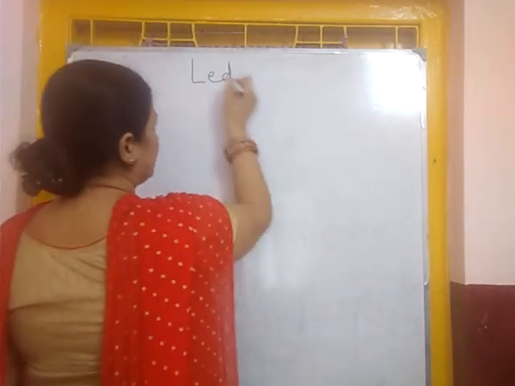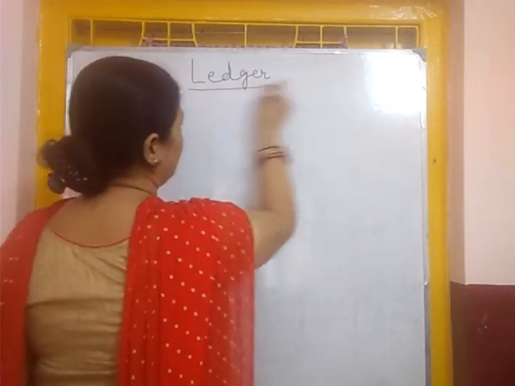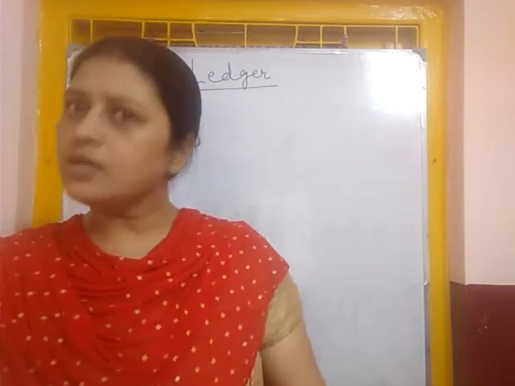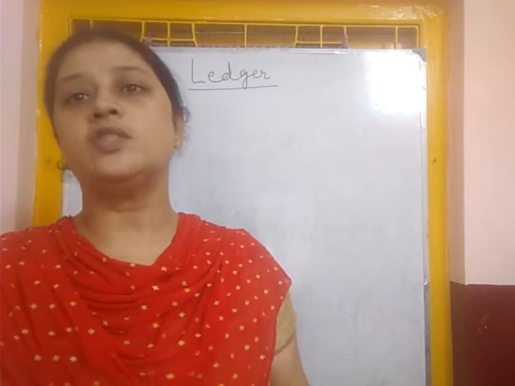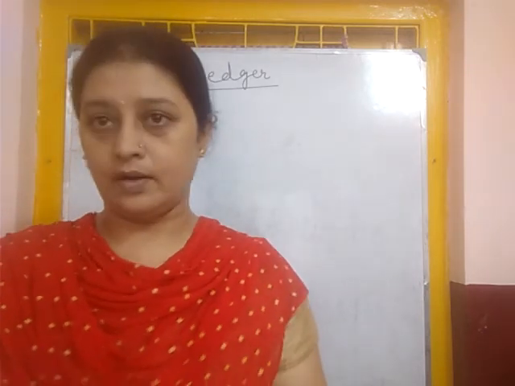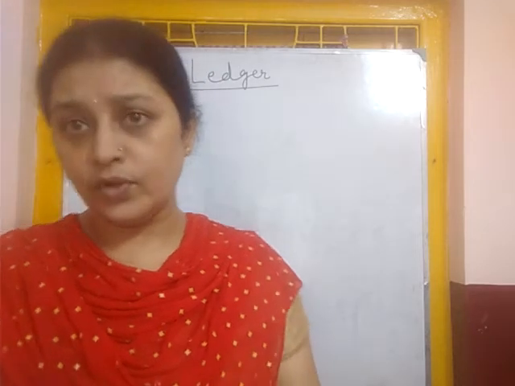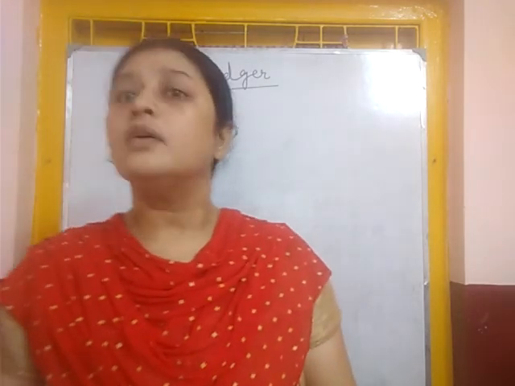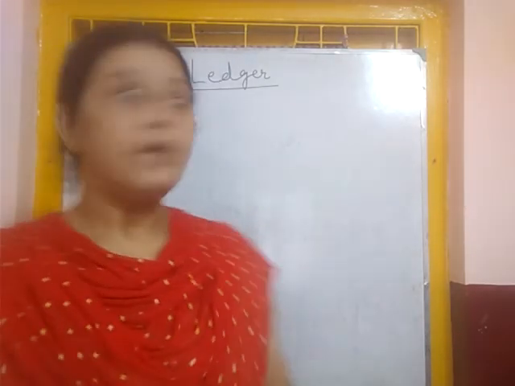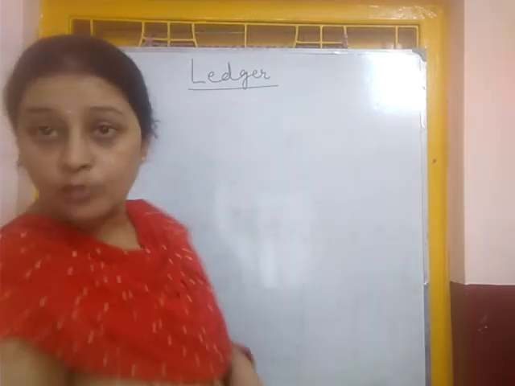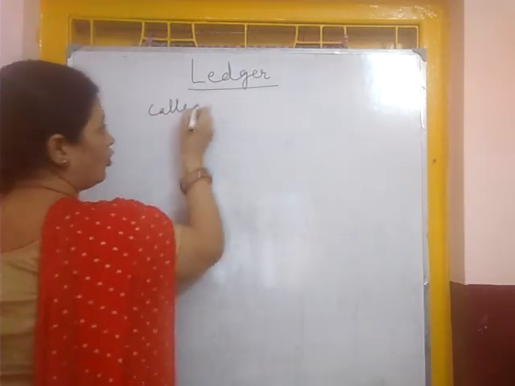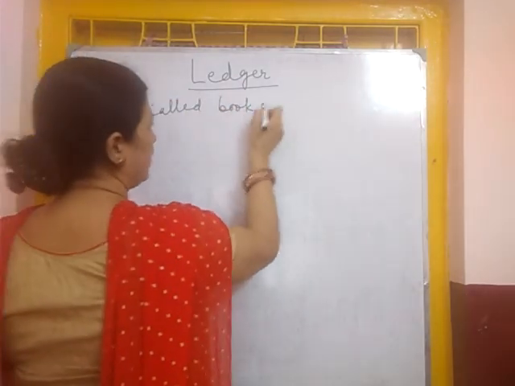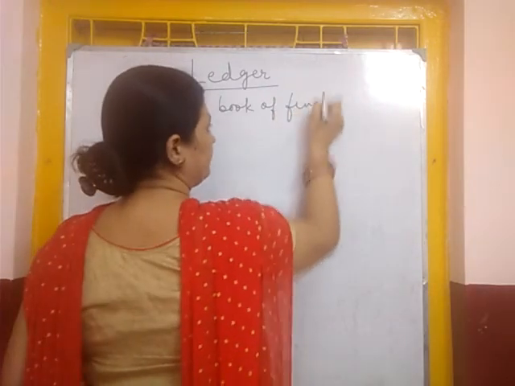Yes, ledger. See, our topic today is ledger. Now the question comes, what is ledger? Ledger is an account which is prepared after journal. Okay? Journal, as I told you, is called the book of original entry. But ledger is called the book of final entry. Ledger is called the book of final entry. Okay? Book of final entry.